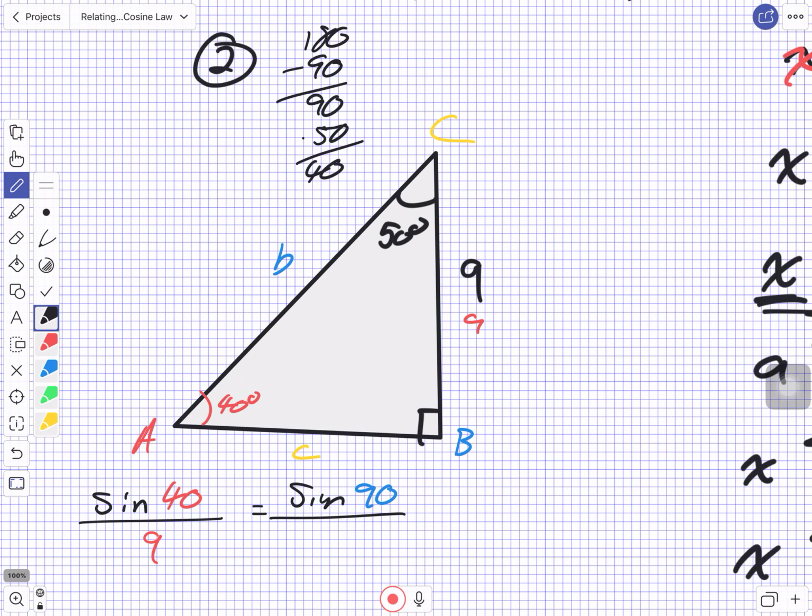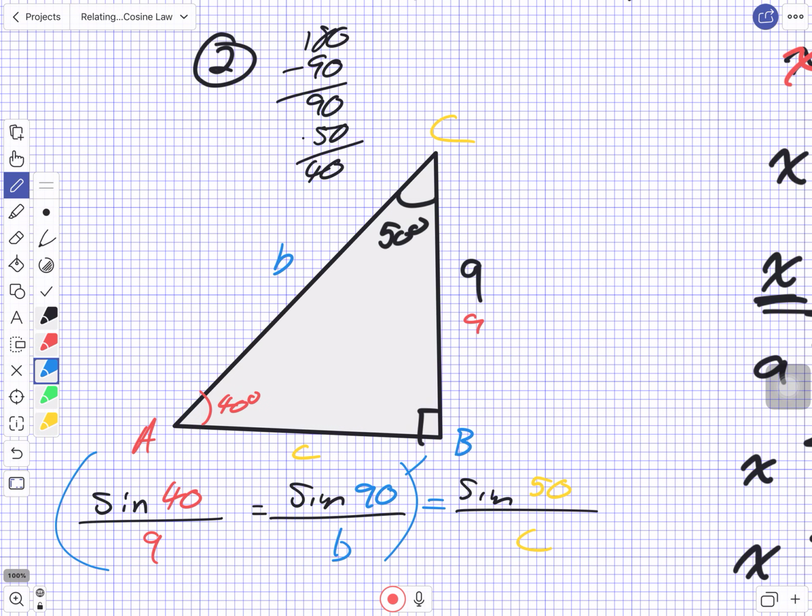Over to side B is unknown. We're going to say we're trying to solve for side B, okay? And then we'll set up sine C just to make sure we have our information. And sine C is 50 degrees. And the side is also unknown. I mean, we could technically solve for either of them, but we're just going to focus on this set here.